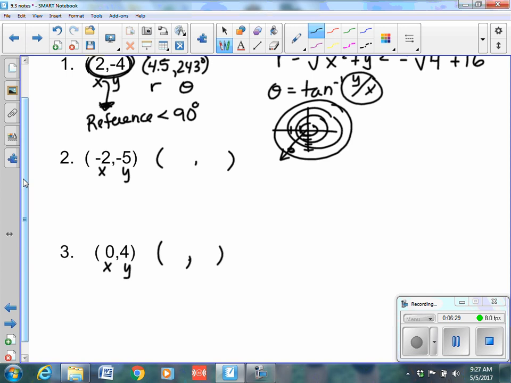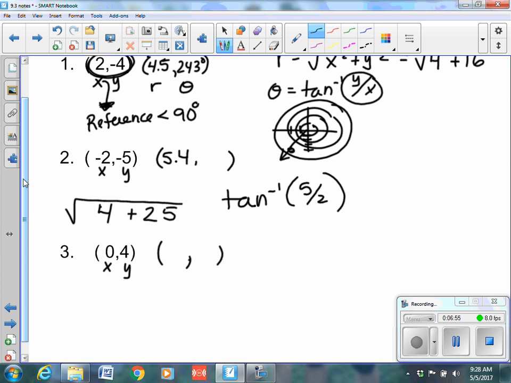-2, -5. To get the radius, you square that one, you square that one. So it's the square root of 29, which is 5.4. The radius of your circle is 5.4. Okay, now I got to come up with the angle. My angle is going to be tangent inverse of 5 divided by 2, which makes 68 degrees.